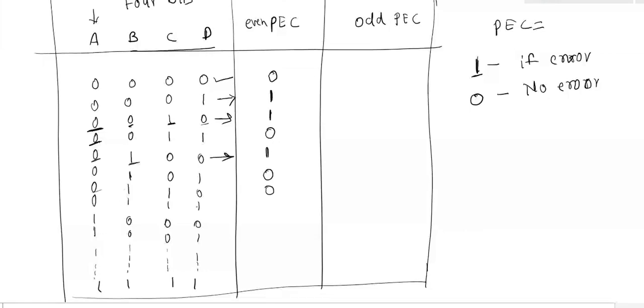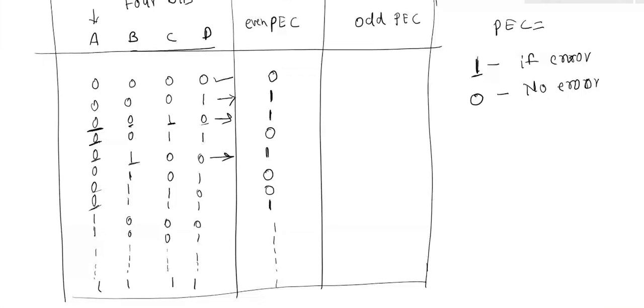Then again 1 1 1, an odd number of ones, and here it is a 0, means it is expected that an even number of ones should be available in the data, but an odd number of ones is available, so there is an error, and so on. So complete the remaining truth table. Is it clear how to find the truth table for the even parity checker?